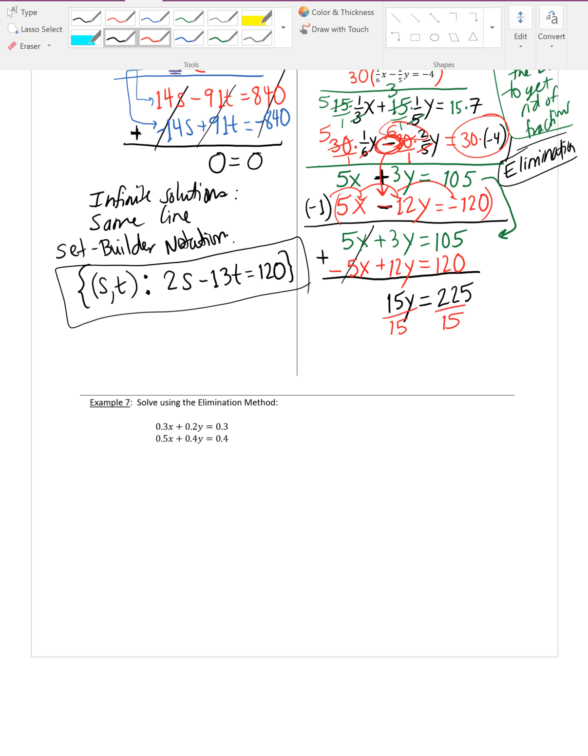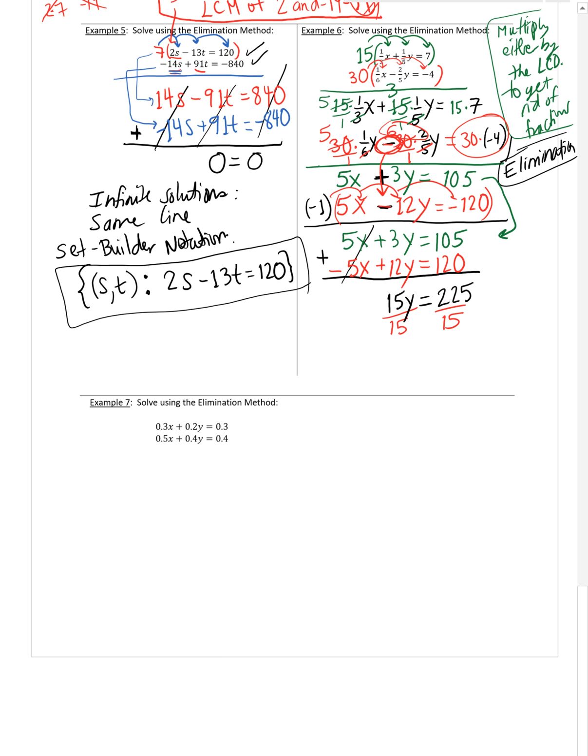Let's see what we get there. I don't think that goes in evenly, does it? Oh, maybe it does. How many times does 15 go into 225? I have no idea. 15 goes into 22 once, with 7 left over. 15 goes into 75 5 times. Oh, so it's 15. Huh. I did not realize that. So y equals 15.